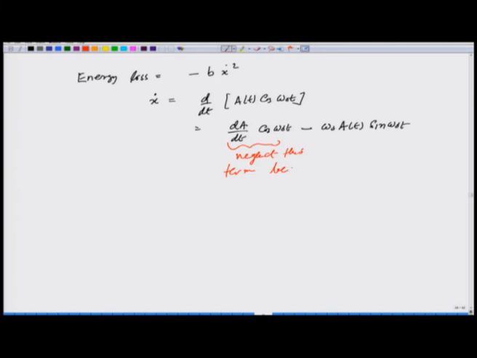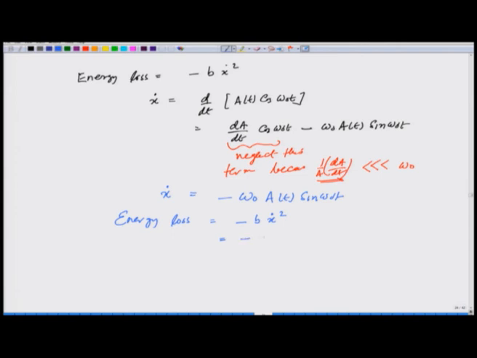because dA by dt, let us say 1 over A, that becomes the 1 over time or frequency with which the amplitude changes, which is much smaller than omega 0. So, I neglect that term. So, I can write x dot as equal to minus omega 0 A t sine of omega 0 t, and therefore, energy loss is minus B x dot square.